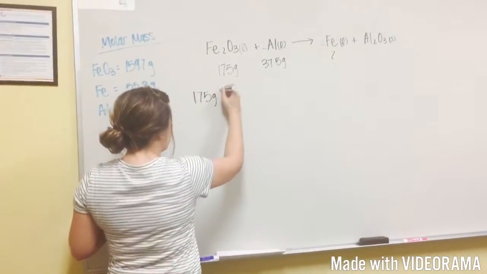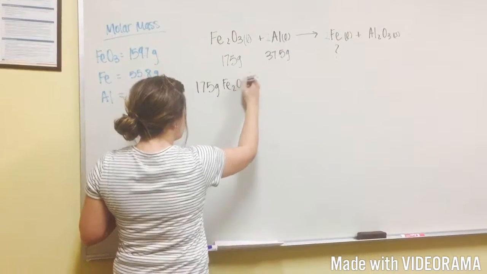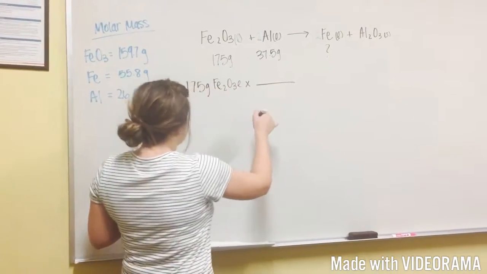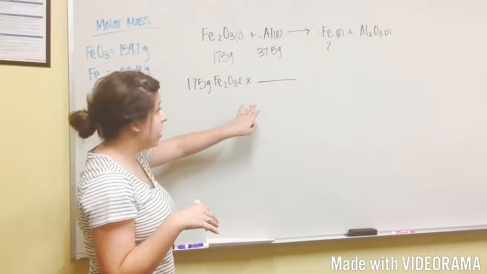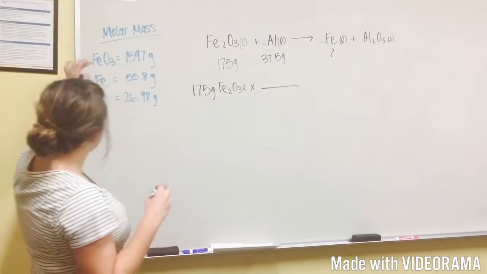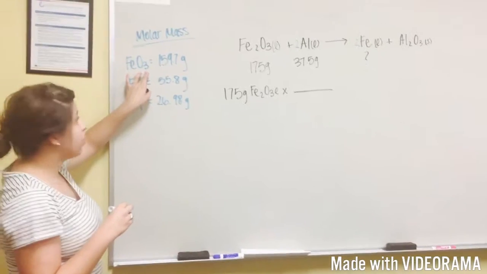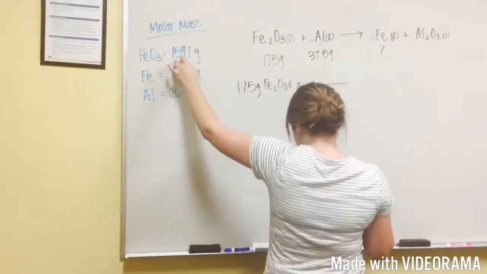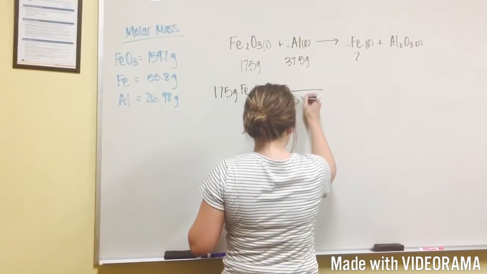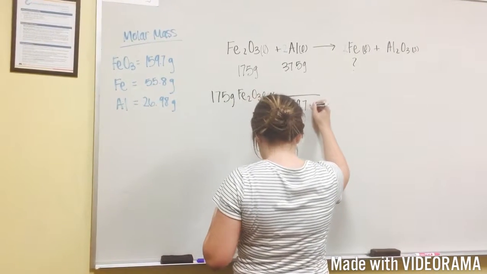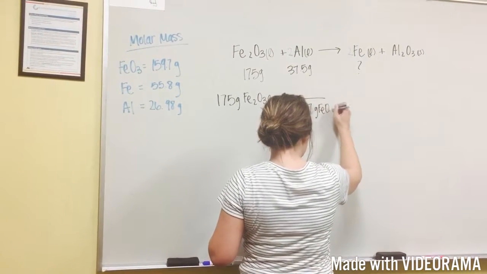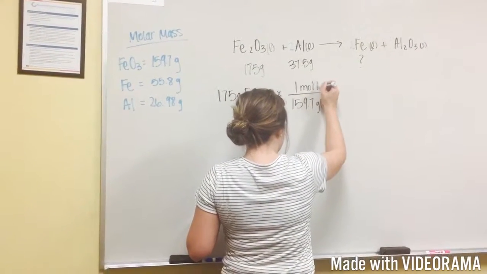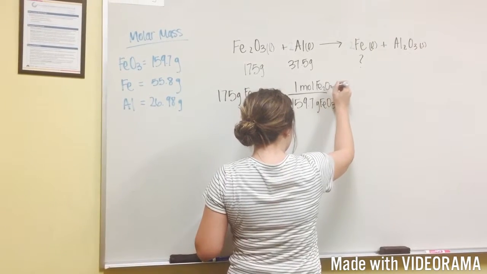175 grams of Fe2O3 liquid, and then we'll multiply that by the molar mass that we have. So what we did here before is we found the molar mass of Fe2O3, and we found that it is 159.7. So we'll put that down here, and that's going to be over 1 mole of Fe2O3.